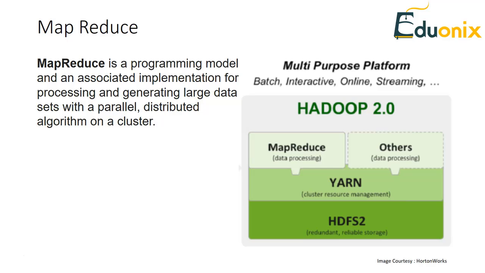Few benefits which we see are developers can easily write applications in their language of choice such as Java, C++ or Python, and MapReduce jobs are easy to run. MapReduce can process petabytes of data which is stored in HDFS on one cluster. MapReduce takes care of failures.